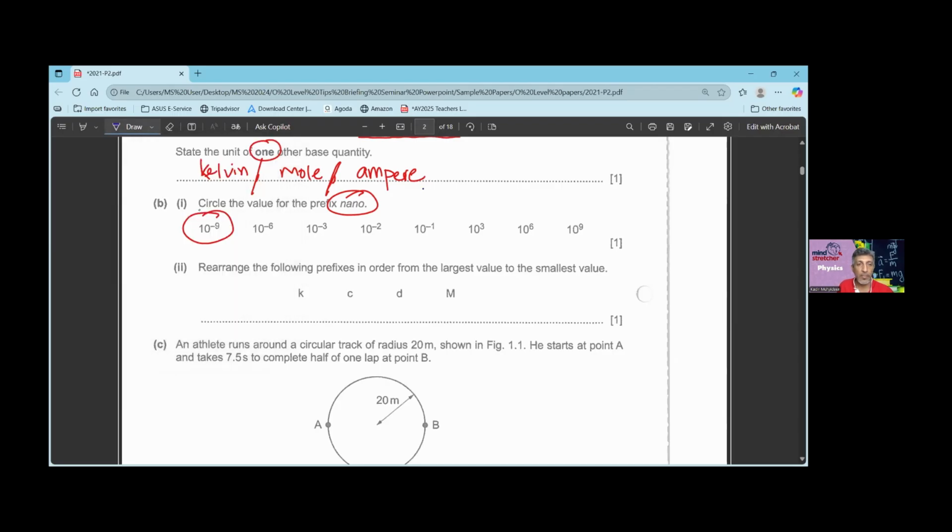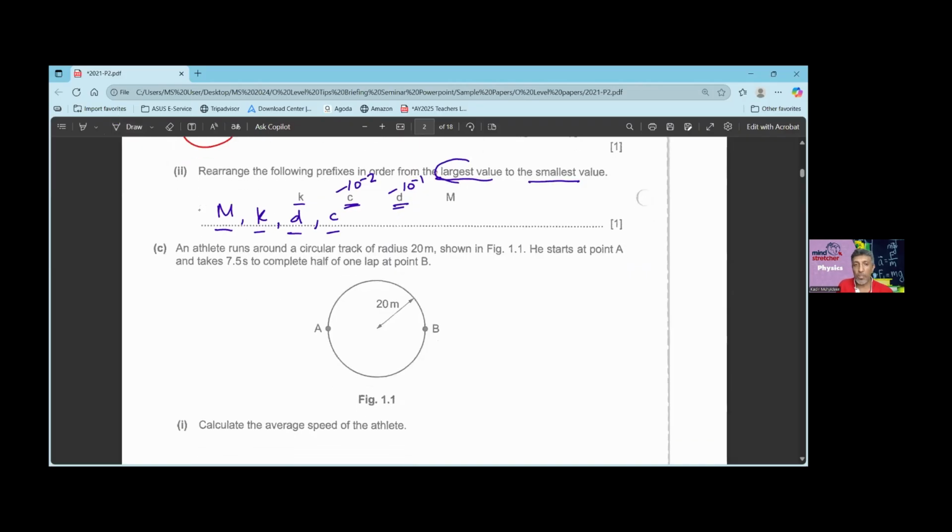Next, rearrange the prefixes in order of the largest to the smallest. Take note of what they say, largest to the smallest. We have mega, then kilo, then deci, which is 10 to the power minus 1, and centi, which is 10 to the power minus 2. So this is the order: mega, kilo, deci, centi.